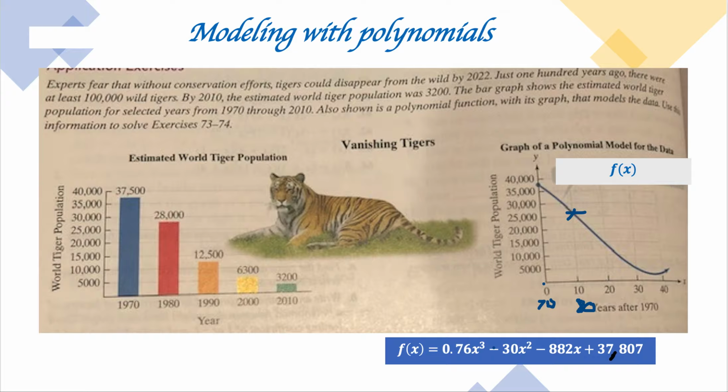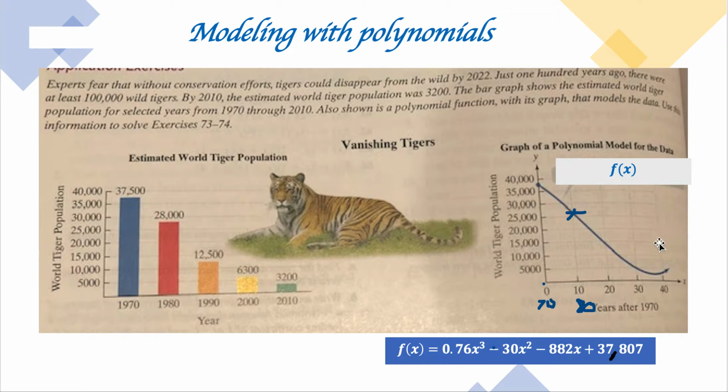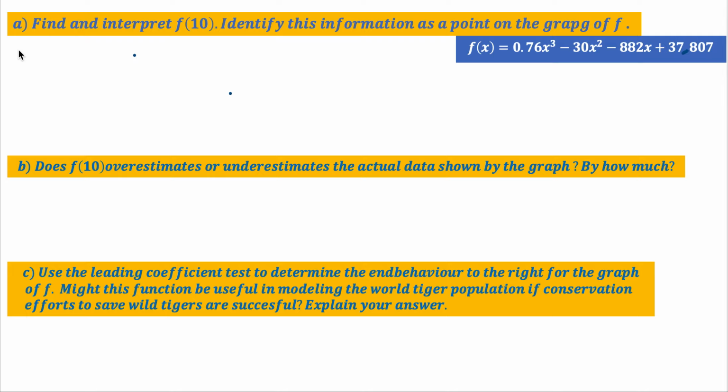So now let's try and answer some questions. Find and interpret f of 10. Identify this information as a point of the graph of f. We already said f of 10 is going to be here, and it means 1980. We want to see for this 1980 how many tigers there were by calculating with this function. Let's see what the function tells us.